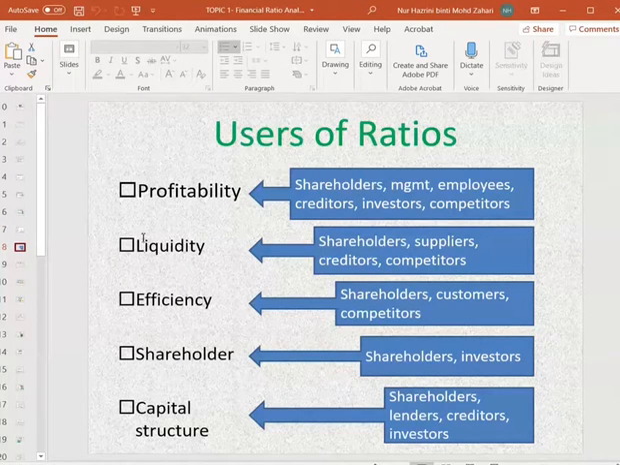We have 5 types of ratio: profitability, liquidity, efficiency, shareholder, and capital structure. So we have the users of these ratios. The users of these ratios are shareholders.